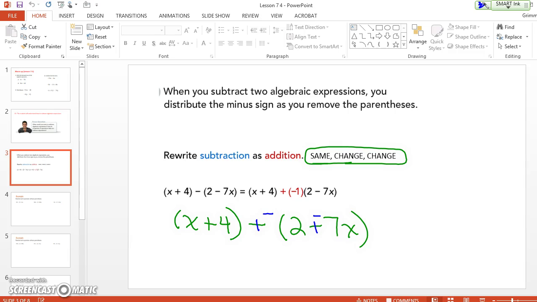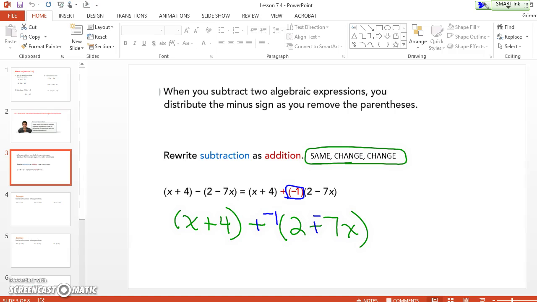Now here's what I want you to say. It says rewrite subtraction as addition. I put a little reminder, same, change, change. Do you see what they wrote in red in that second part? What did I say is always an imaginary number that's always sitting there? There's always a 1 sitting there. So when you have this right here, this really means you have an imaginary -1 sitting here. So it's like you have to distribute that sign to everything inside.